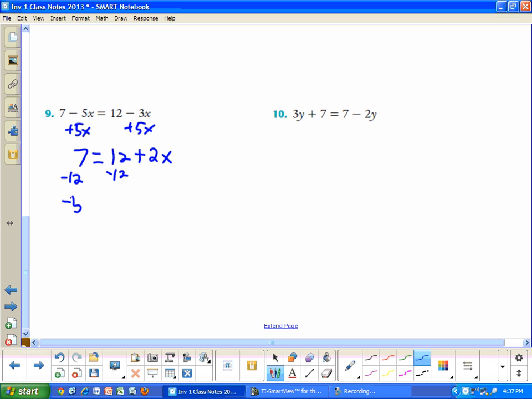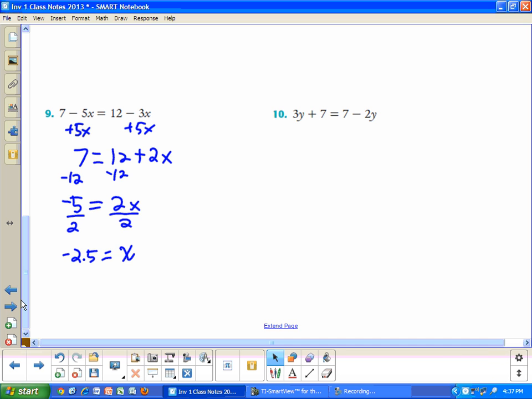negative 5 over here. 12 minus 12 is 0, so I just have 2x. Now all I have to do is divide by 2. And I get negative 2.5 is equal to x. All right?